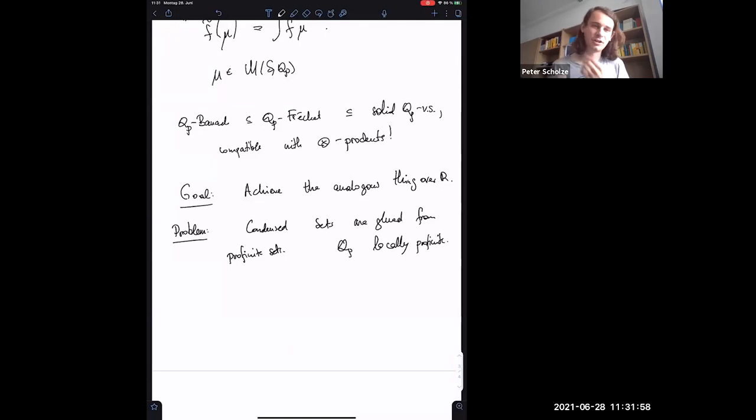But the condensed formalism always asks you to chop up everything into profinite sets. So you need to chop up your real numbers, cut them again and again into smaller and smaller Cantor sets, and reassemble somewhere in the end. This seems like a very strange thing to do for the real numbers, and it's not at all clear that you can really control this. So the problem is that Q_p is locally profinite, but R is decidedly not.